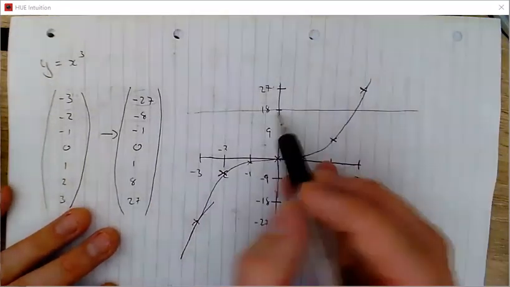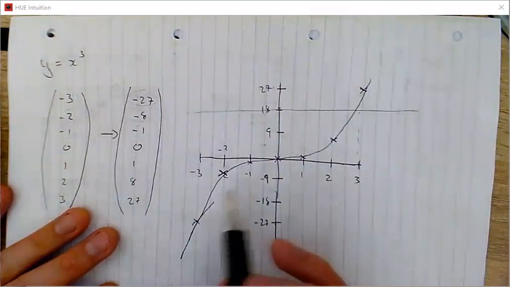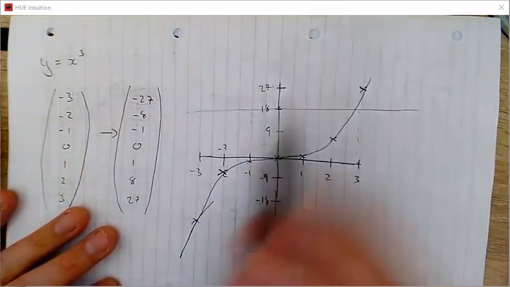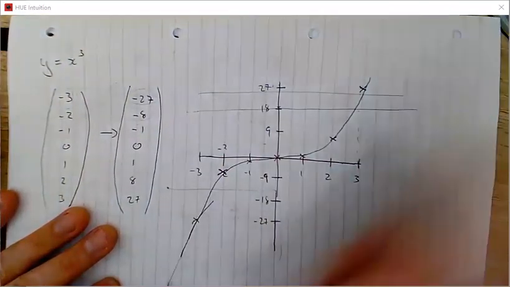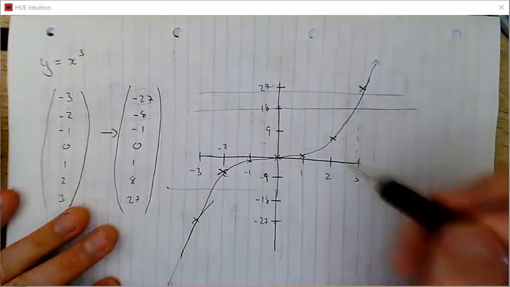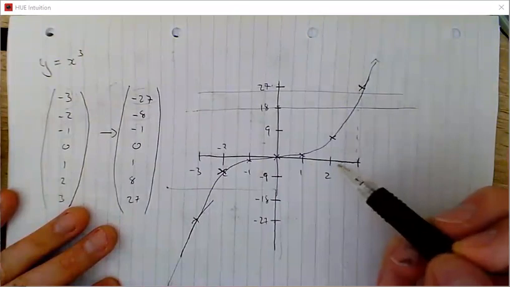So that is, each output, like 18, corresponds to just one input. So yes, that is an injective function. Is it surjective? Well, everywhere I might draw a line, and these go on forever, will cross the graph at least once. So yes, it is surjective.